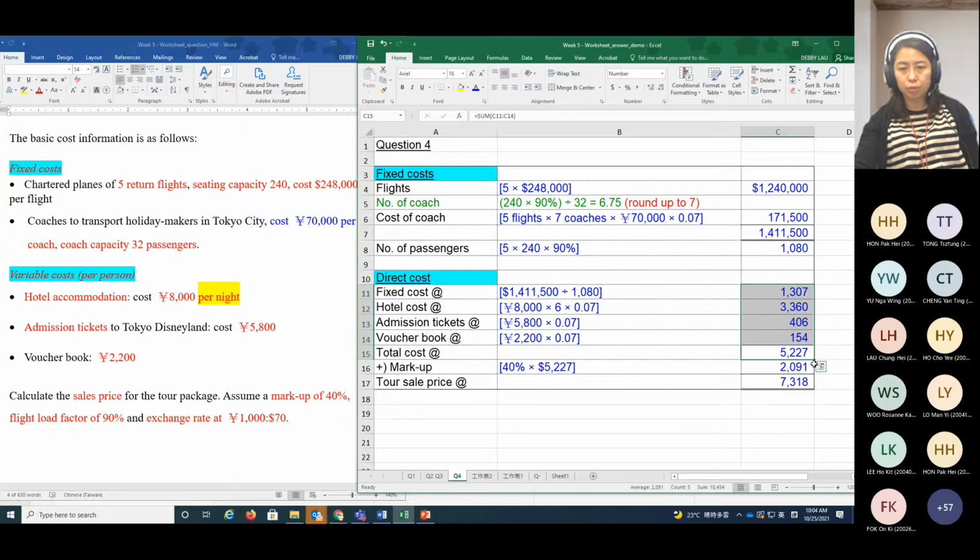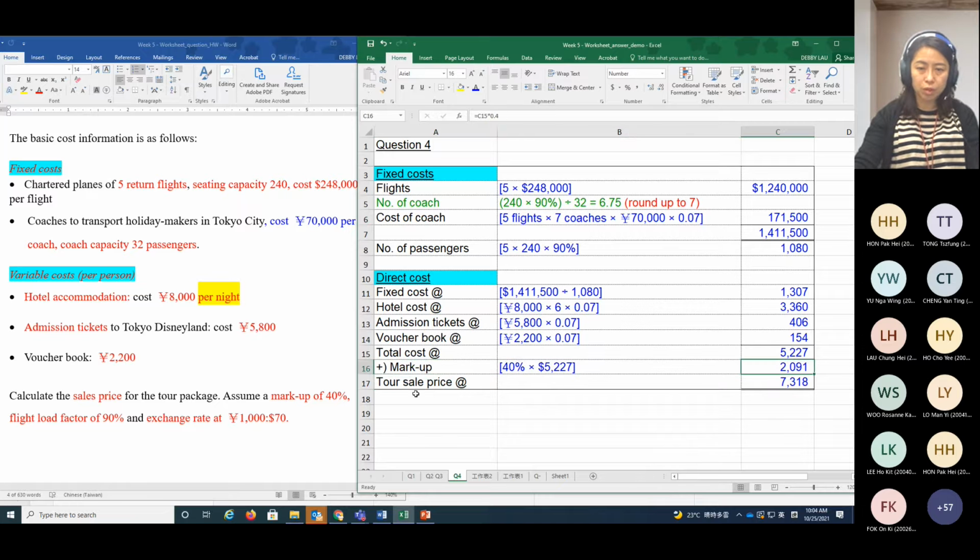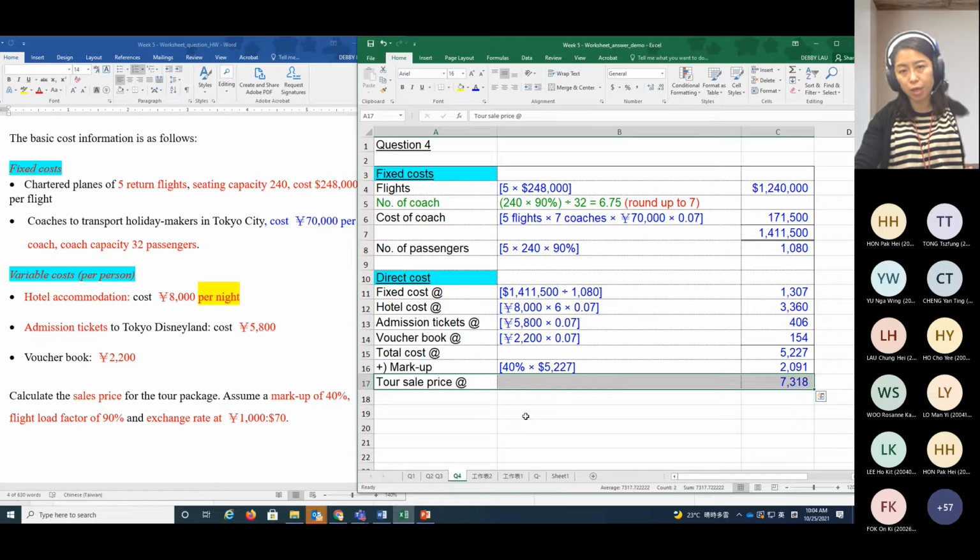Okay, so you sum up the total, and the figure of total cost is 5,227, and you have to make a profit. According to the question, you are required to mark up based on your cost times 40%. So this is the profit. So the final selling price should be 7,318.